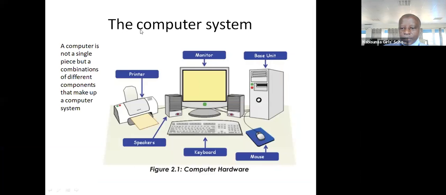So we were here. We have the printer, we have the monitor, we have the base unit. Base unit is another name, but you can have it as a system unit or a system case on the outside. And inside the system unit, we have the internal computer components. On the outside, you see the printer, the monitor, the keyboard, the mouse, and speakers as peripheral devices connected to the system unit. The system unit will continue to work even if it has no monitor.